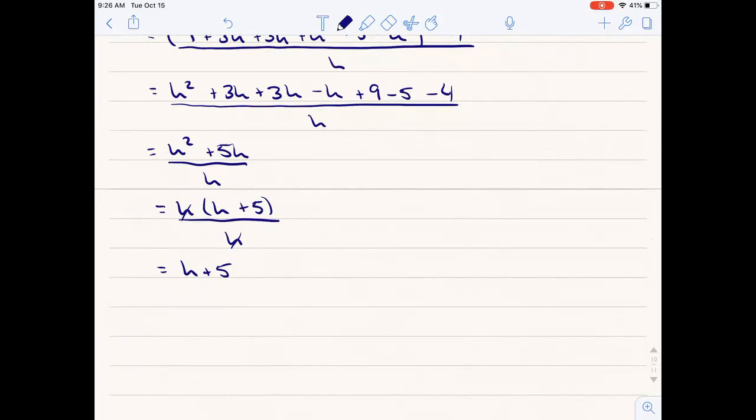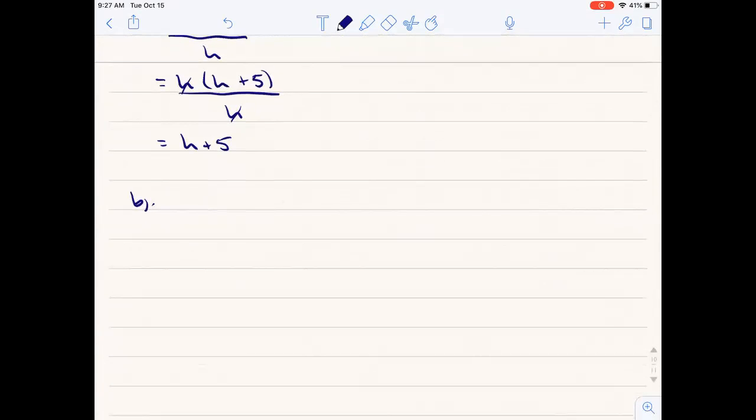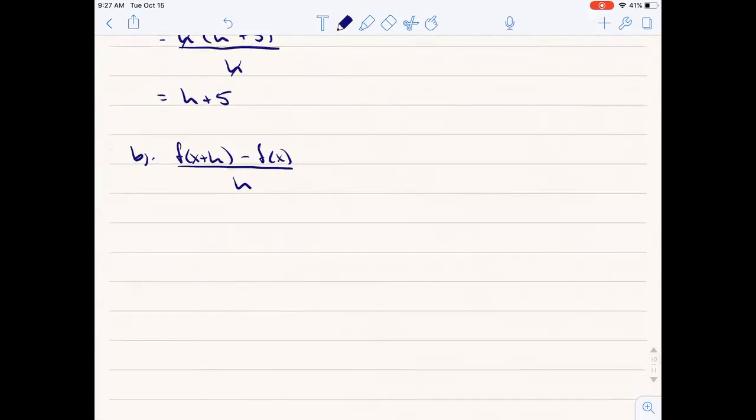Okay. All right. What about another one? Very similar, but just a general one. f of x plus h minus f of x over h. Go through and do the same thing again, but just with a general x.